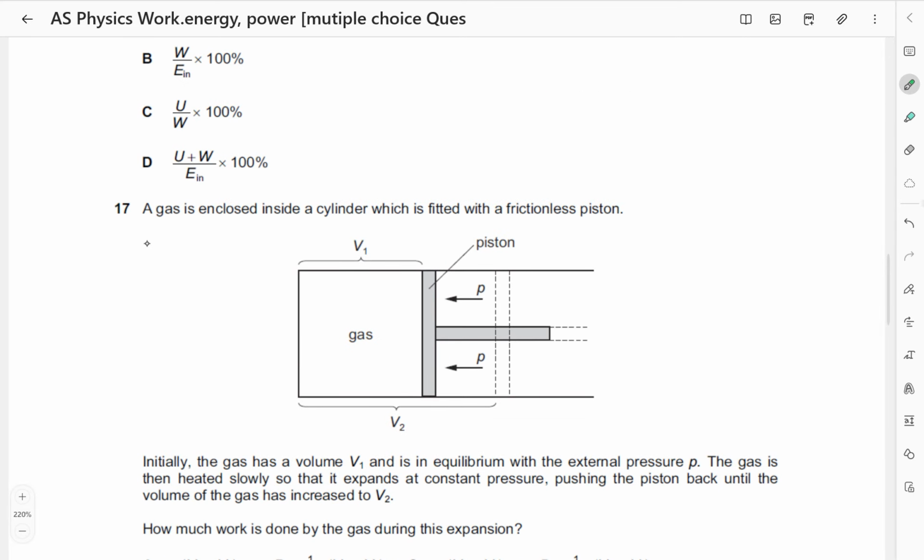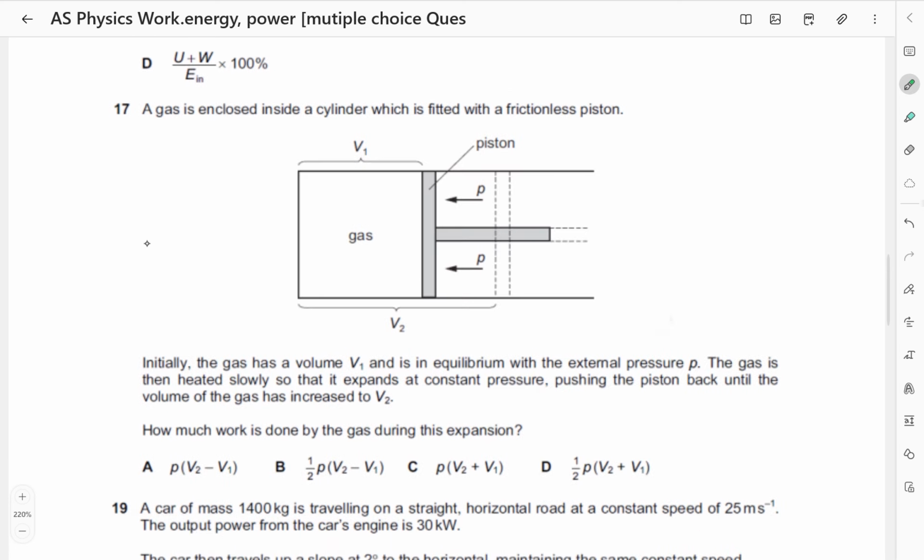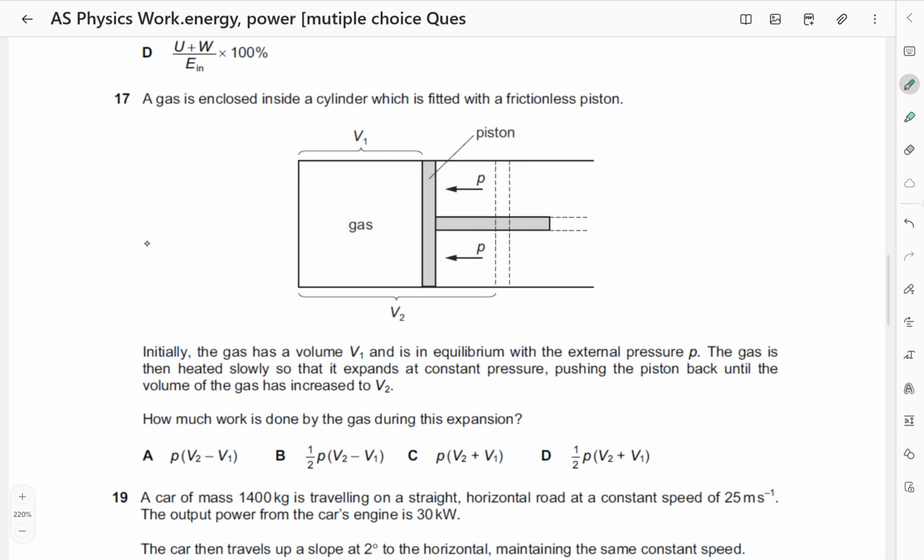A gas is enclosed inside a cylinder which is fitted with a frictionless piston. Without wasting time, initially the gas has volume V1 and is in equilibrium with the external pressure P. The gas is then heated slowly so that it expands at a constant pressure, pushing the piston back until the volume of the gas increases to V2. So the change in volume is going to be V2 minus V1. How much work is done by the gas? Work done is equal to pressure times change in volume. So the work done will be the pressure P times the change in volume, V2 minus V1, which makes the answer automatically A.